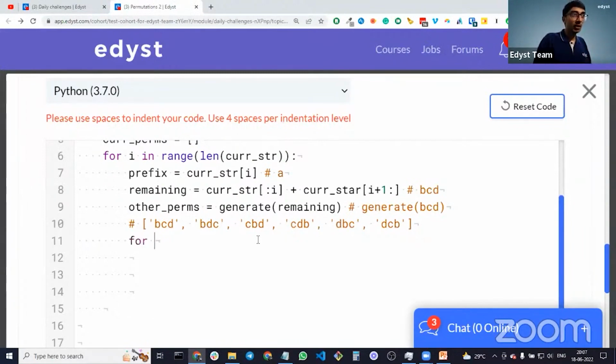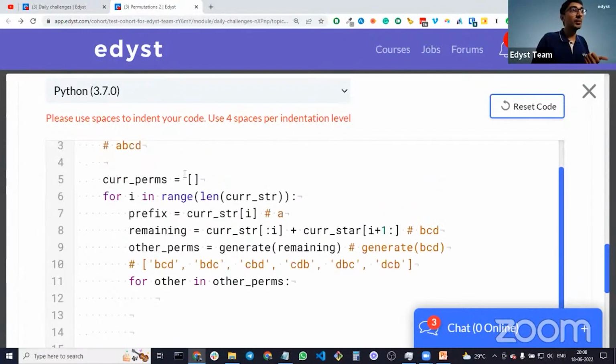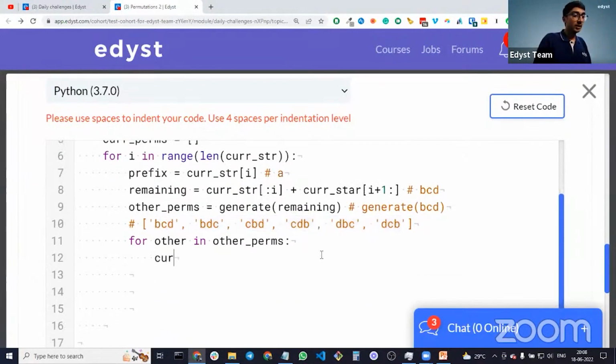I'll say for other in other permutations, I need to get that other and put it in my current permutations, because these are all the permutations of BCD. That's fine, but I need to prepend A to it. So I say current_permutations.append, and what are you going to append? Prefix plus other. So what's prefix plus other here? It's going to give you ABCD, ABDC, ACBD. Each of these is going to be appended to my current permutations. Once I have done that, I'm going to return the current_permutations.